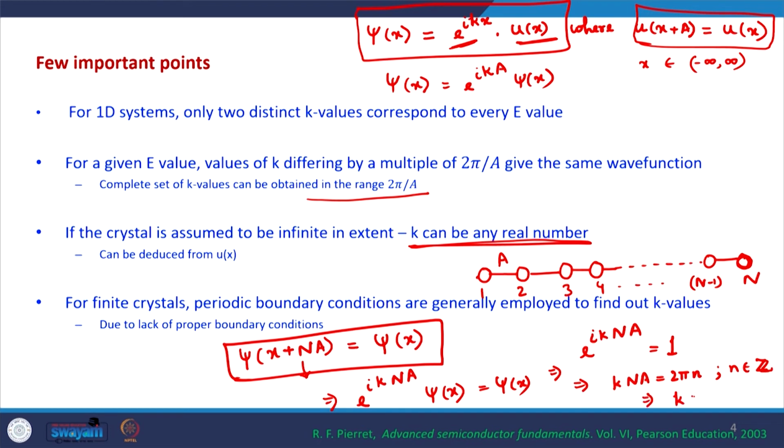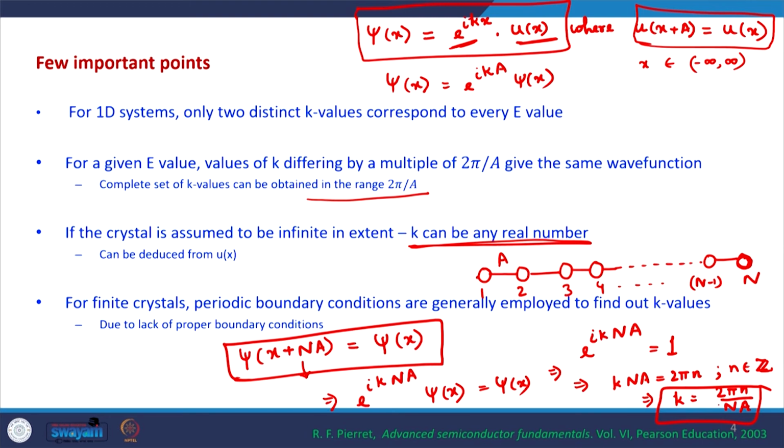So, k is basically 2 pi n by N times a. So, for finite crystals k will have discrete values, and these discrete values will depend on the length of the crystal itself, and a, the distance between two atoms. Two k values will be separated by 2 pi by capital N times a, and this small n can be any integer.